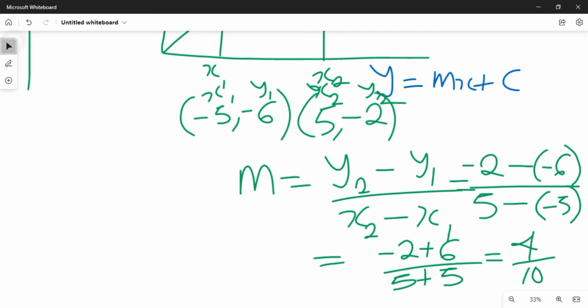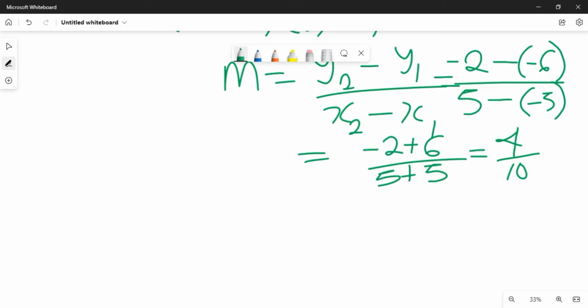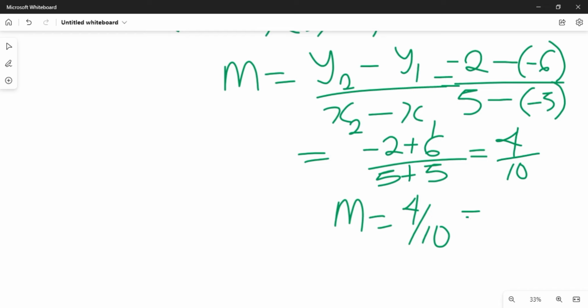So our gradient m will now be equal to 4 over 10. If we simplify that further, we get 2 over 5. So our gradient m is equal to 2 over 5.